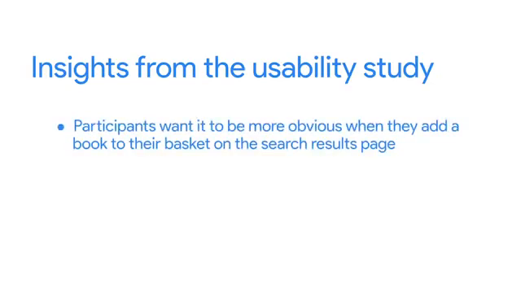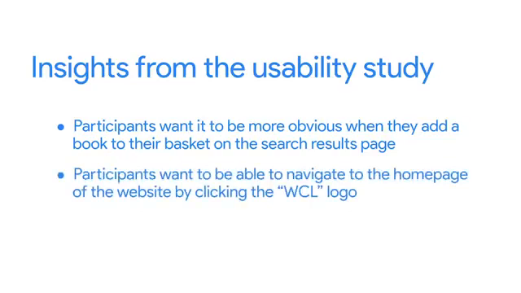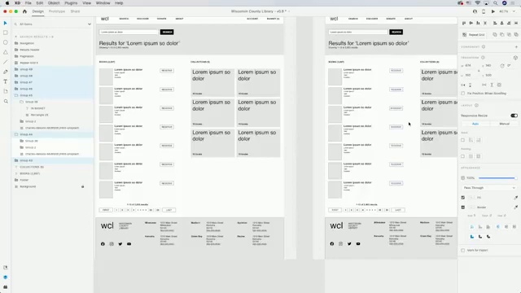Participants want it to be more obvious when they add a book to their basket on the search results page. Participants want to be able to navigate to the home page of the website by clicking on the WCL logo. Let's go through each of these, and I'll make changes to my designs in Adobe XD. First up, the search results page.